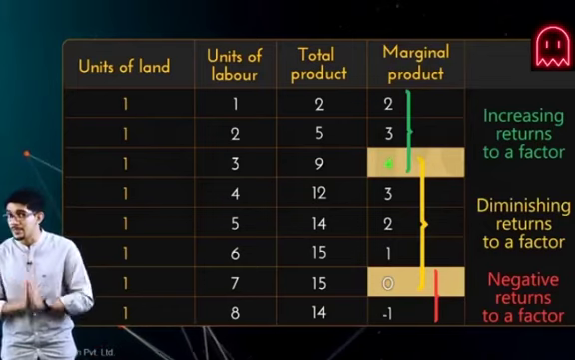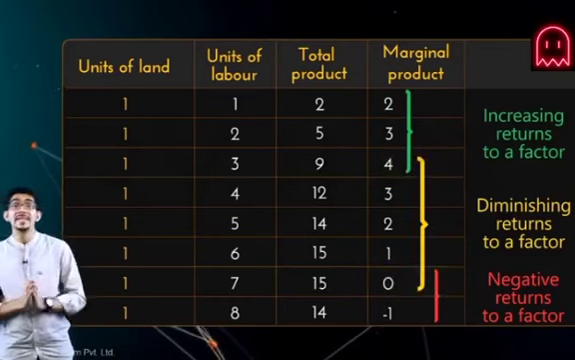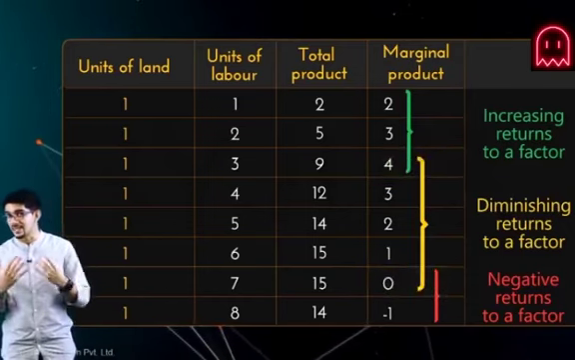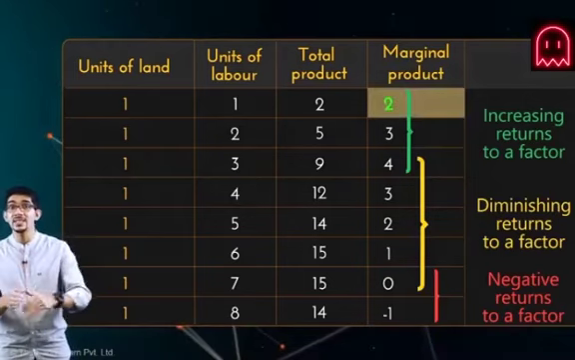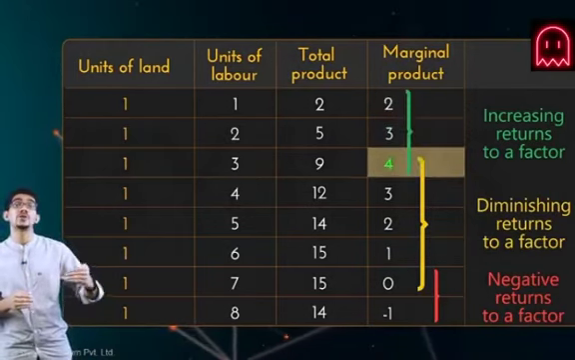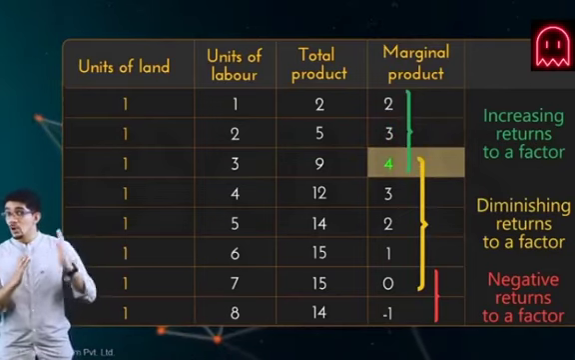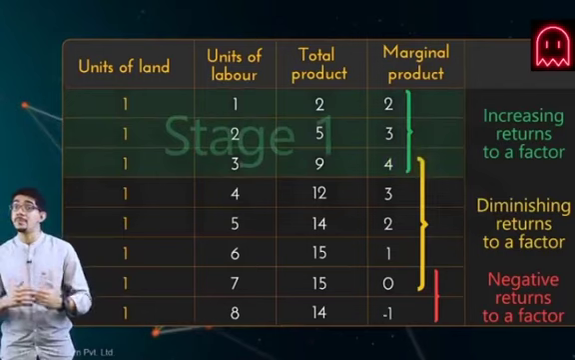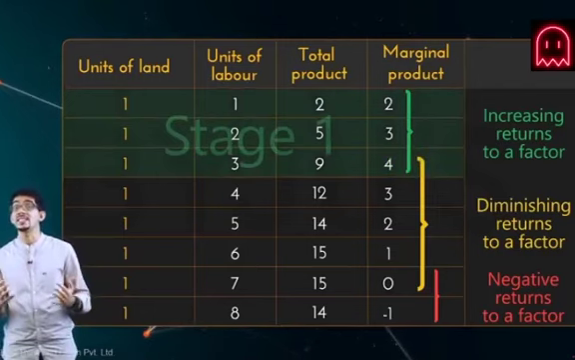Let's sum this up now. When MP is increasing from 2 to 3 to 4, TP is increasing at an increasing rate. Why? As you can see, initially 2 units are added to TP, then 3 and then 4 units of output are added to TP, and so TP is increasing. We can call this stage 1 till the MP maximum point. So stage 1 is a stage of increasing returns.